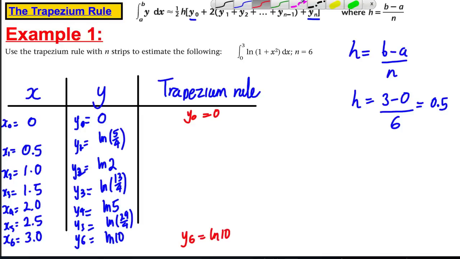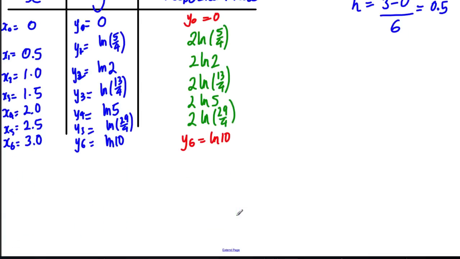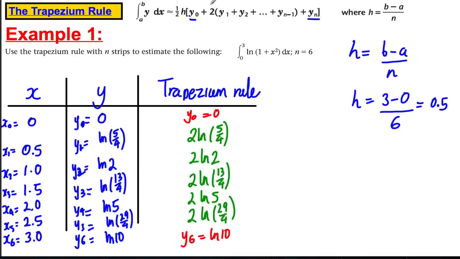Now all the others we need to double. So we're going to double each of these. So the next one will be 2 ln 5 over 4. The next one will be 2 ln 2. The next one will be 2 ln 13 over 4. The next one will be 2 ln 5. And the last one will be 2 ln 29 over 4. Okay? Right. So now what we're going to do is, in the trapezium rule, we add up these numbers.